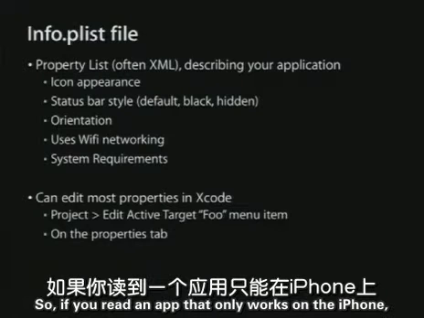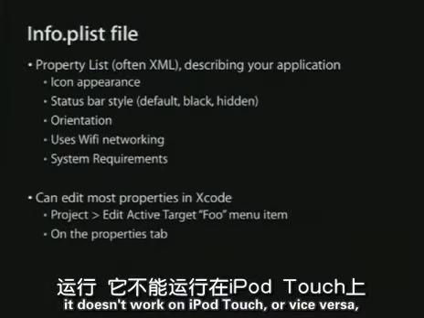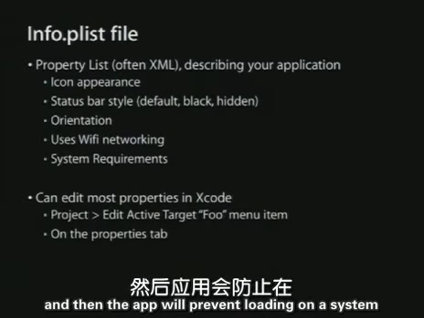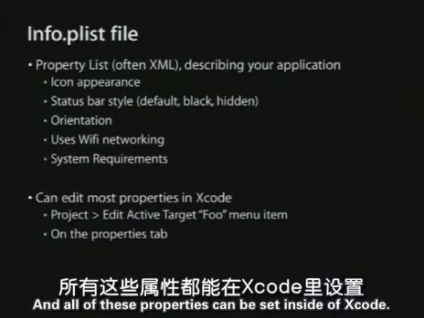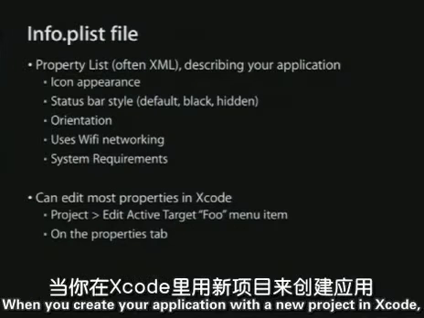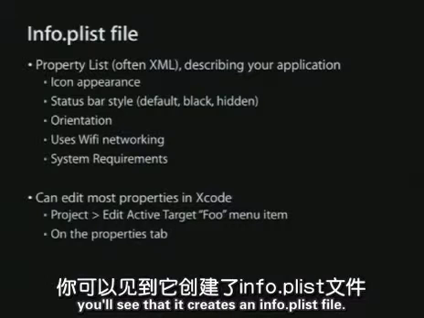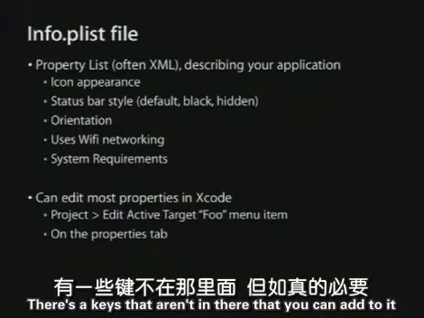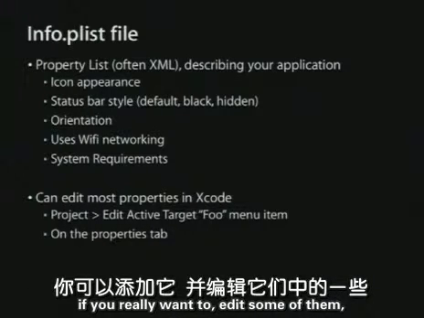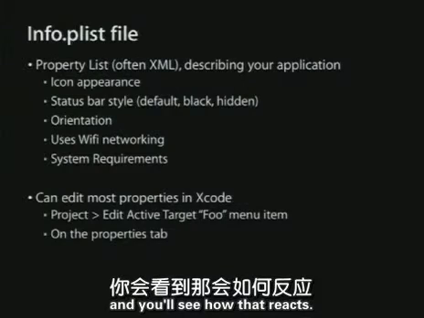And then system requirements. So if you write an app that only works on the iPhone and doesn't work on iPod Touch or vice versa, you specify that in the app, and then the app will prevent loading on a system that doesn't support it. And all of these properties can be set inside of Xcode. When you create your application with a new project in Xcode, you'll see that it creates an info.plist file. So I would encourage you, go explore it. There's keys that aren't in there that you can add to it if you really want to. Edit some of them, and you'll see how that reacts.